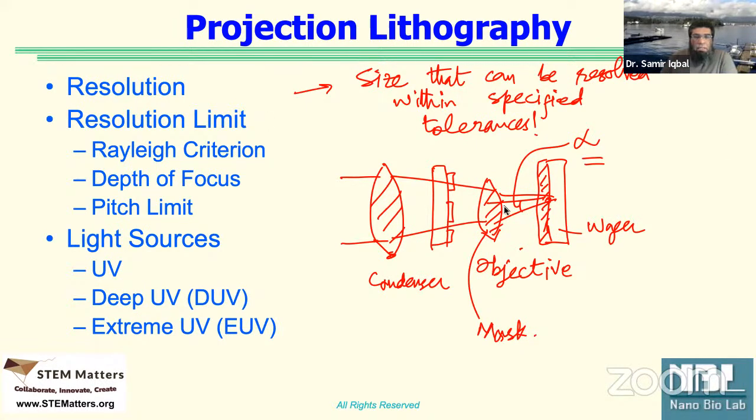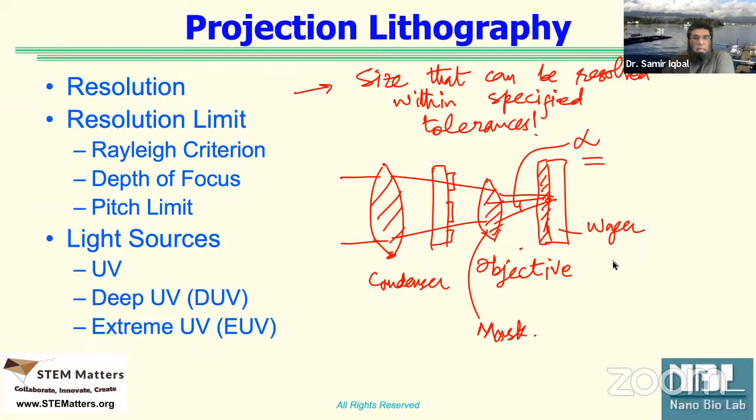Another issue here is depth of focus. Depth of focus is the idea that if we take a picture, something is in focus, but other things are out of focus. So what can we do to have everything in focus? That becomes an issue as well. Pitch limit has to do with how close we can make two features next to each other. Now, we will look at UV, deep UV, and extreme UV and see their wavelength relation with these resolution limit parameters.